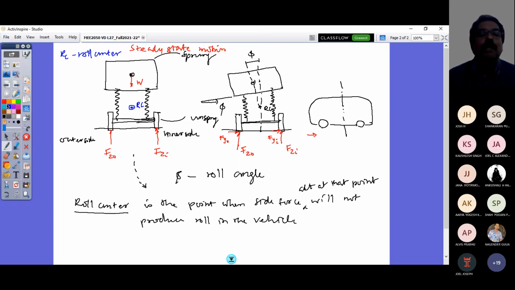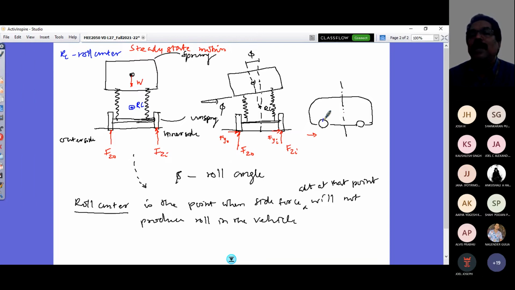So roll center, how does it appear for the vehicle? Just let me put it. So if this is my front axle, there will be a height from the ground. And there will be a height from the ground here too. And this would be the roll axis. This is the roll axis.